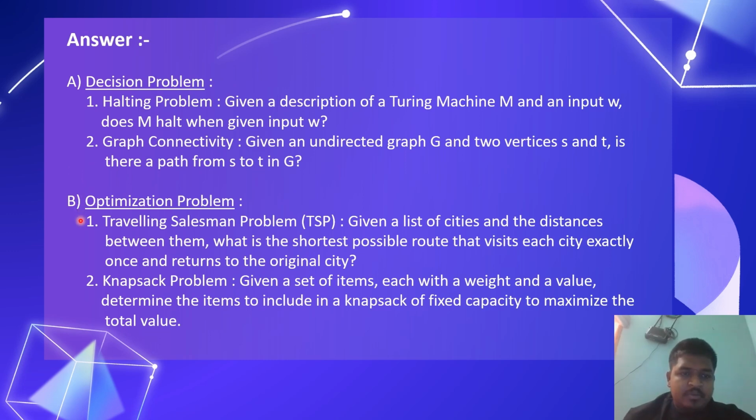Option B, optimization problem. Traveling salesman problem: given a list of cities and distances, what is the shortest possible route that visits each city exactly once and returns to the original city? Knapsack problem.